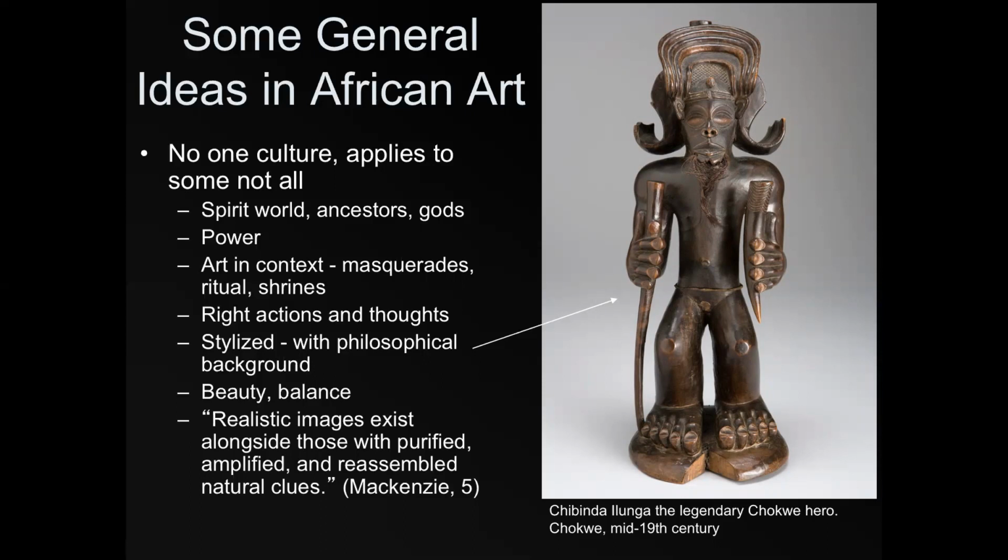So one thing, and you see this all around the world, is art that has to do with the spirit world, with ancestors and with gods. And most cultures, when they make art, that's the types of things that they're making art for. There's also the idea of art being used to gather, control, and defend against power. And again, that's very common around the world.